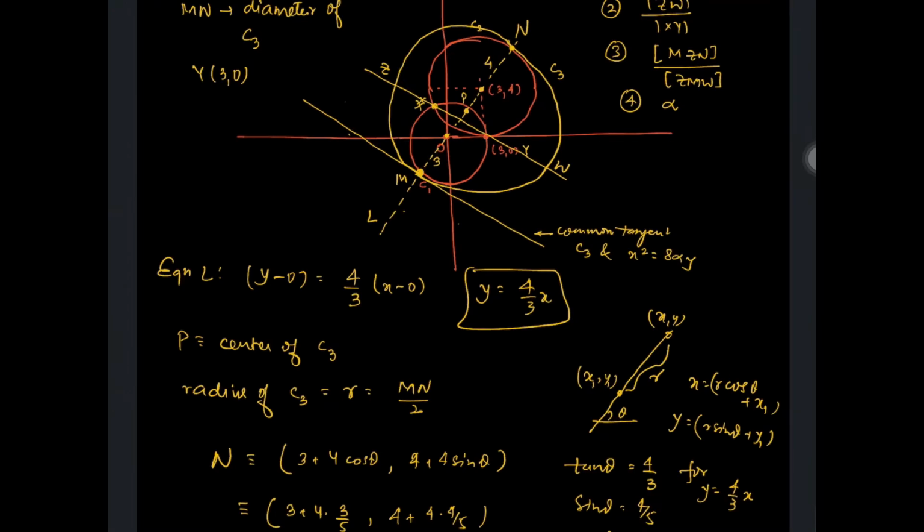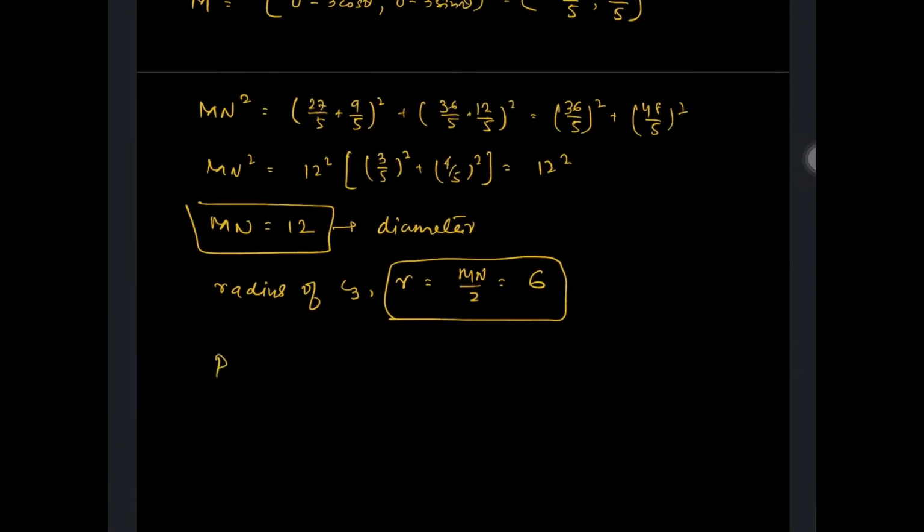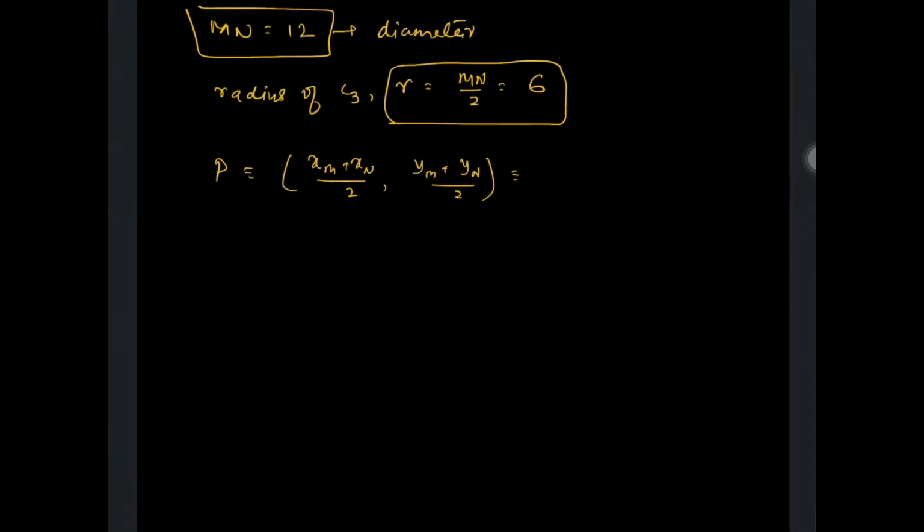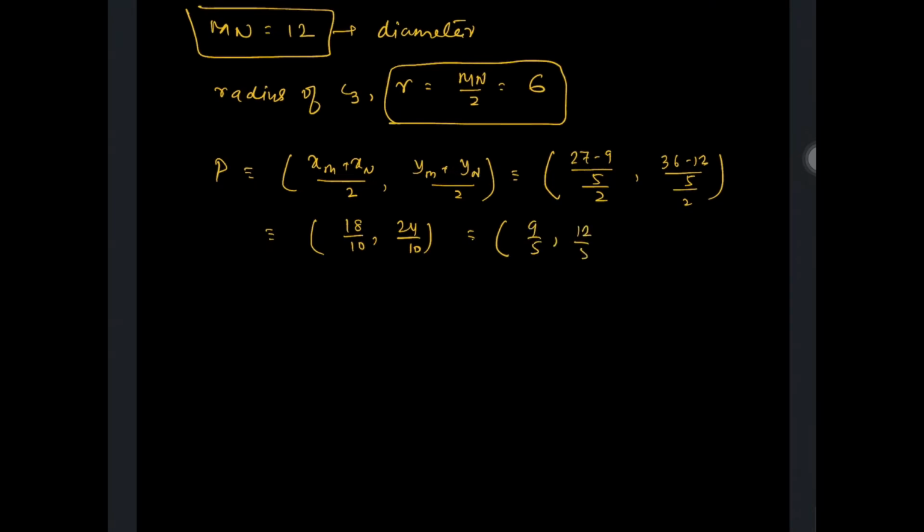So the coordinate of P, from the midpoint theorem, is the x coordinate of M and N divided by 2, the y coordinate of M and N divided by 2. So just add the coordinates. You can write 27 minus 9 by 5 divided by 2, 36 minus 12 by 5 divided by 2. So the coordinate of P is 18 by 10 and 24 by 10. It can be reduced to 9 by 5 and 12 by 5.